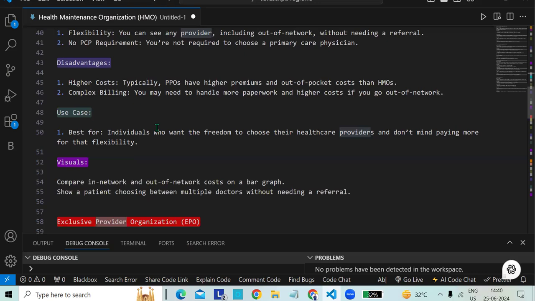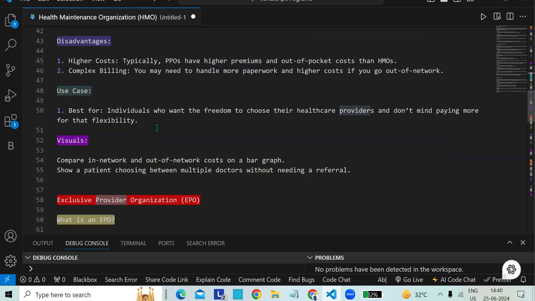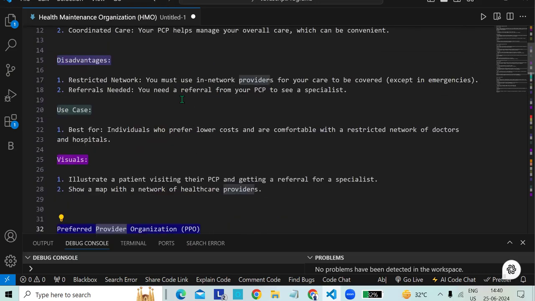And the use case: individuals who want the freedom to choose their healthcare providers and don't mind paying more for that flexibility. So rich people can choose this PPO plan, right? They don't mind paying more money to the insurance companies or healthcare providers. And visuals: compare in-network and out-of-network cost on a bar graph and show a patient choosing between multiple doctors without needing a referral. So this is all about the PPO plan. I hope you understand the difference between the HMO and PPO plan.